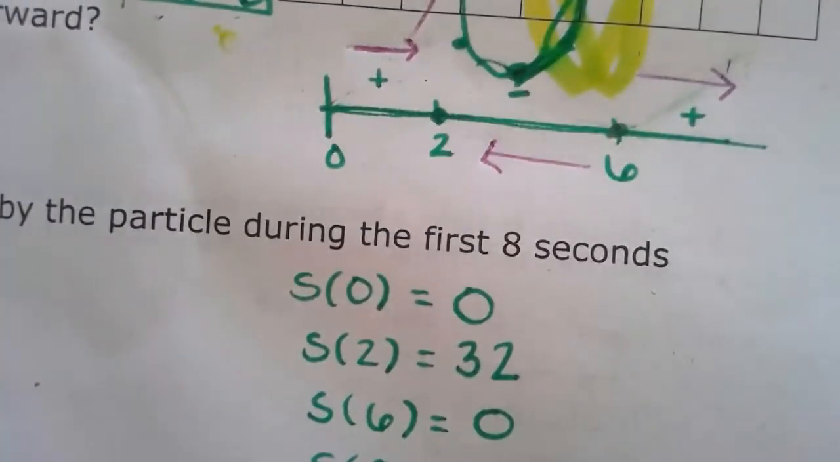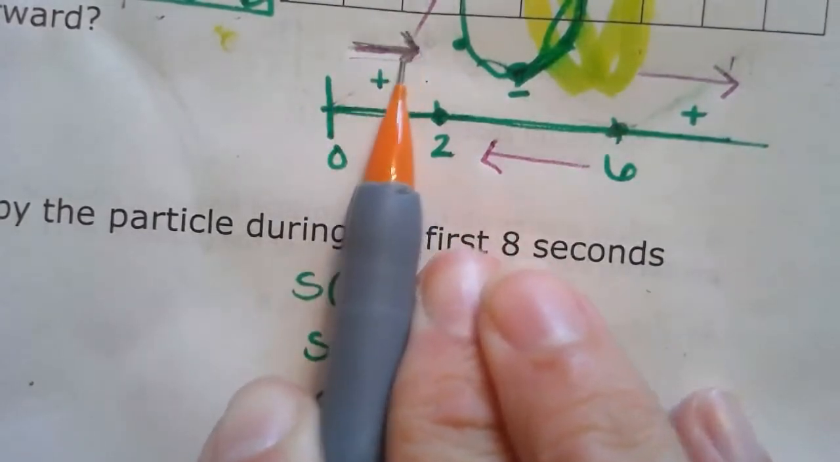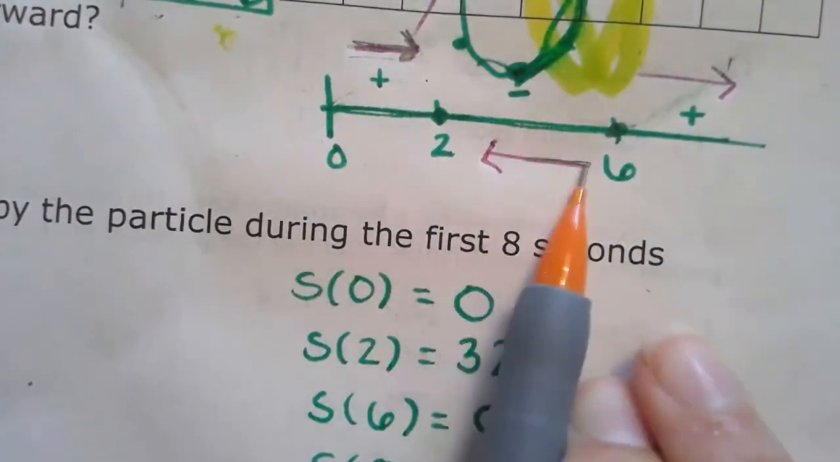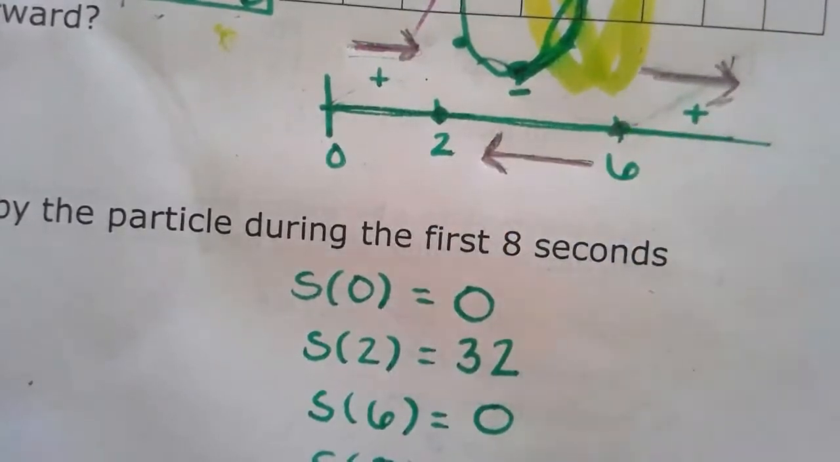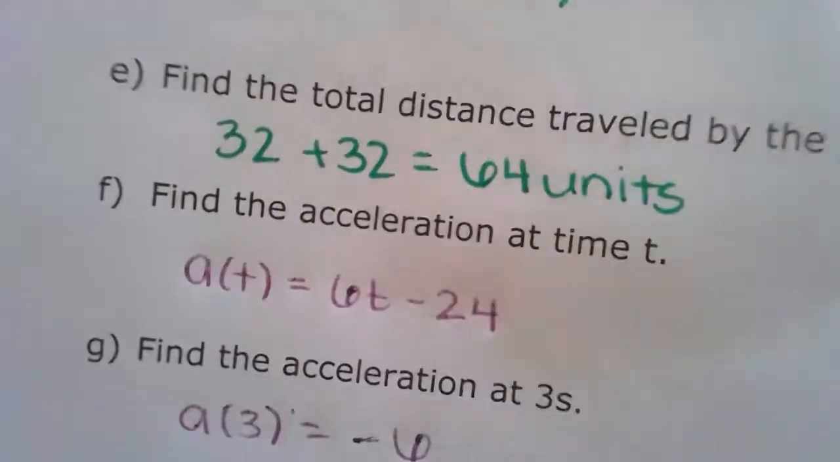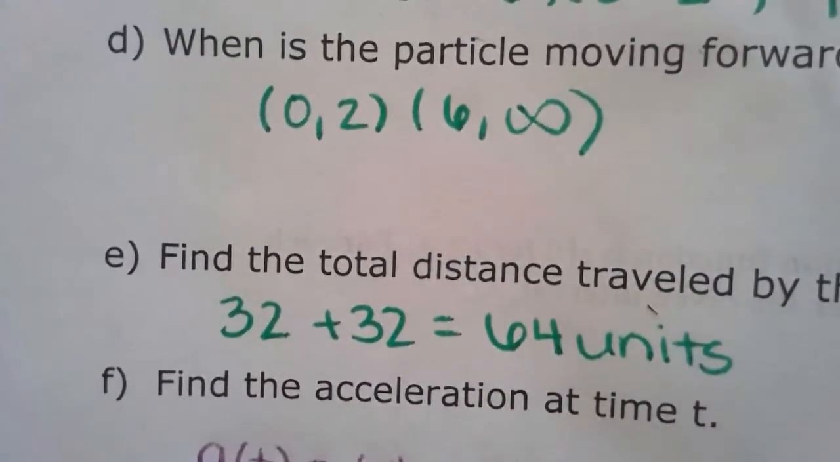That also tells me in terms of it asked forwards and backwards. It's moving forward when the velocity is positive and backwards when the velocity is negative. So to answer that question, it is moving forwards from 0 to 2 and 6 to infinity.